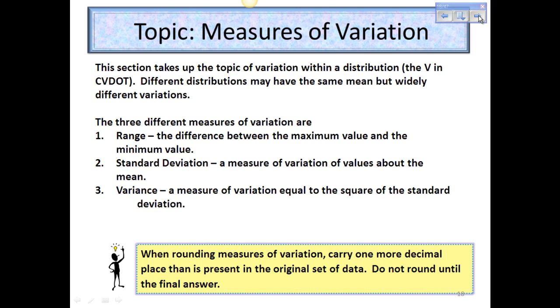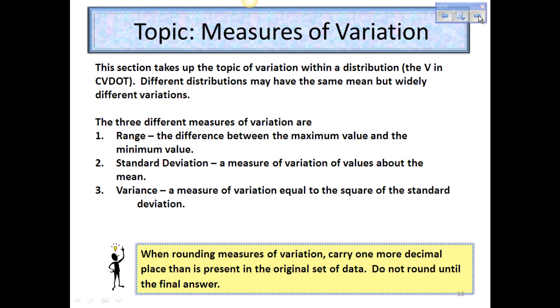Range is the difference between the maximum and minimum values. Standard deviation is a measure of variation of values about the mean. And variance is a measure of variation equal to the square of the standard deviation. So once we know the standard deviation, all we have to do is square it and we'll get the variance. Or if we're given the variance, take the square root and you'll have the standard deviation.